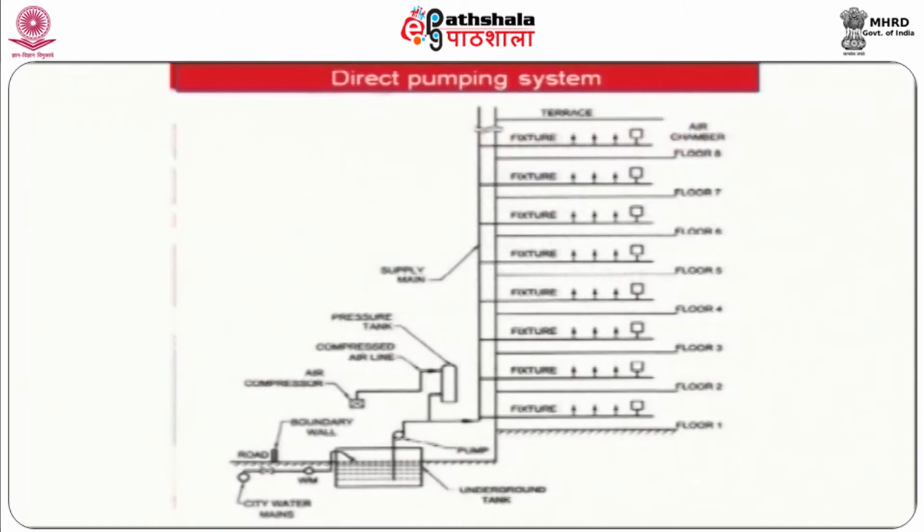So, next is the direct pumping. Water is collected in the underground tank. From there, the water is pumped and distributed directly to the various floors and the fixtures. So, we have the underground tank, to which the water is received from the source or municipal supply without sufficient pressure. From there the water is pumped through a pump and then taken to the different floors.